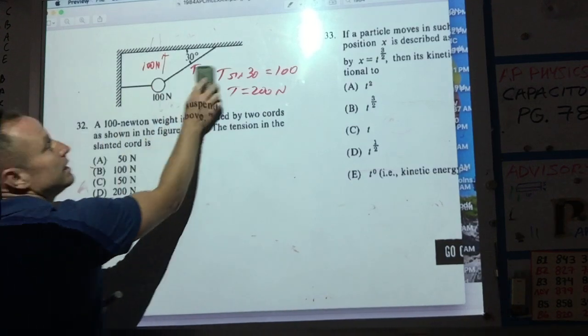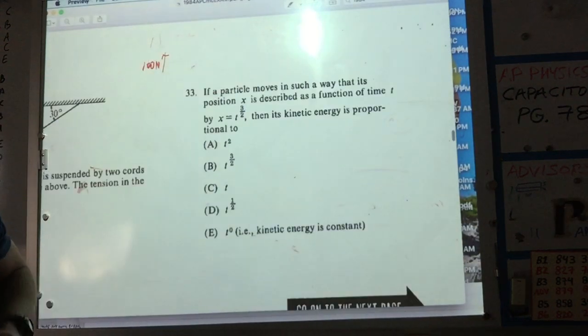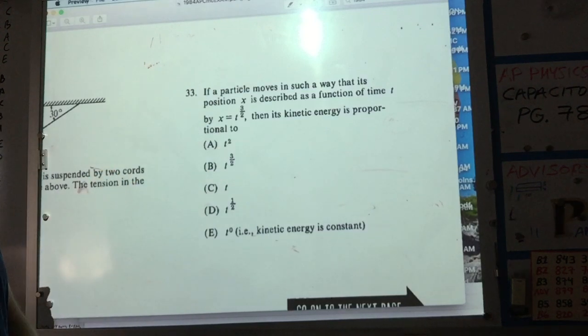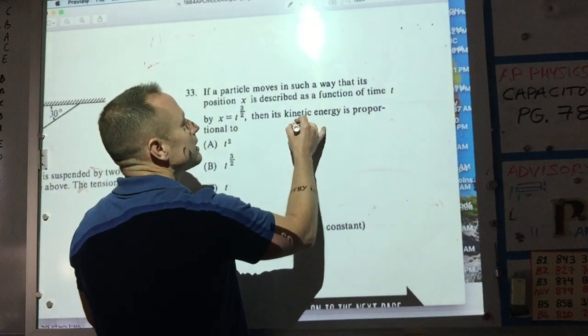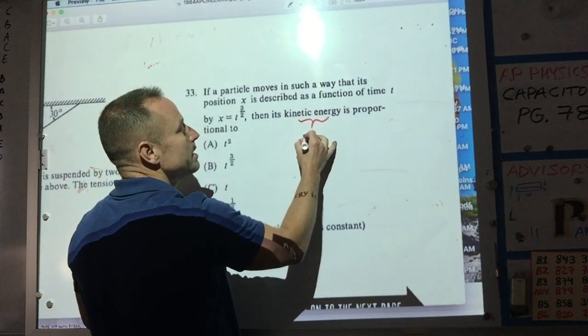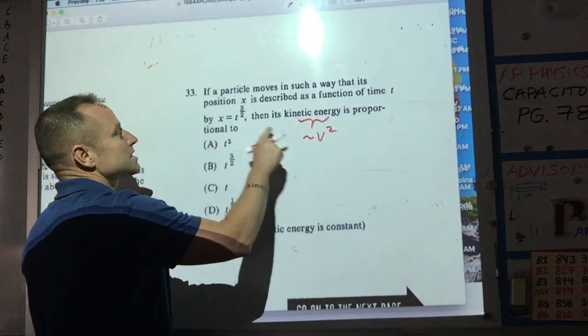Let's do 33. 33 looks like it's going to be easy. Let's see. A particle will move such a way. X is position as a function of time. Okay, they want to know the KE. Kinetic energy is 1/2 mv squared, so it goes like v squared. So really what we need to do is figure out how velocity goes.